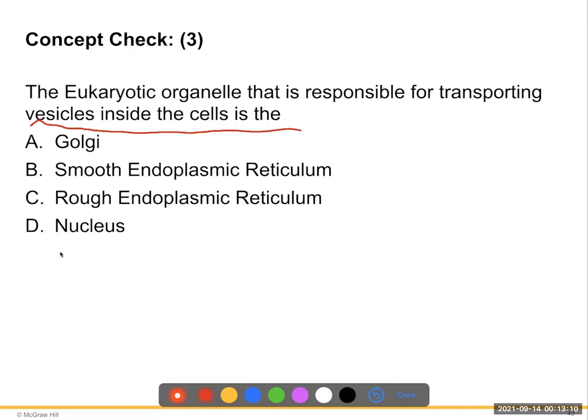Is it C, rough endoplasmic reticulum? That's what makes them. I mean smooth endoplasmic reticulum. That's what makes your steroids. Oh, Golgi. The Golgi apparatus is the one that takes those vesicles from the reticulum and then modifies them and releases them into another vesicle that tells it where it's going to go. So that's what's responsible for transporting these vesicles inside the cell, by exocytosis, excreted from the cell, or to another part of the cell. So the Golgi apparatus controls where the vesicles are going to go inside the cell.